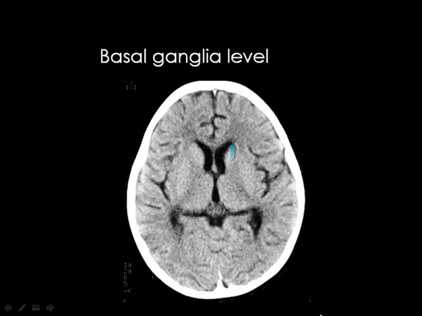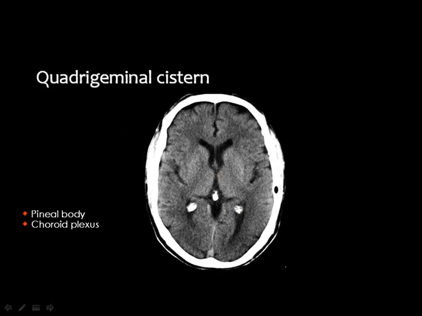Then what do you think of this structure? It will be the caudate nucleus. Then what do you think about this area? It will represent the lentiform nucleus. Then what do you think of this particular structure? This is the thalamus, and this is the internal capsule. Very good. Then if you go slightly up, you will see these calcifications.